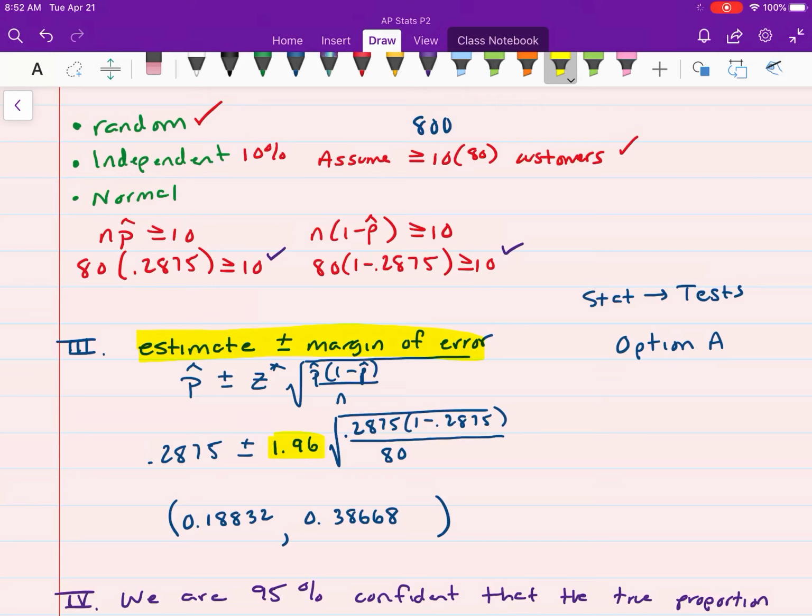The confidence interval for the proportion of customers is between 0.18832 and 0.38668. This is the true proportion of all this guy's customers that would fill up a water cup with soda, somewhere in between those two proportions.